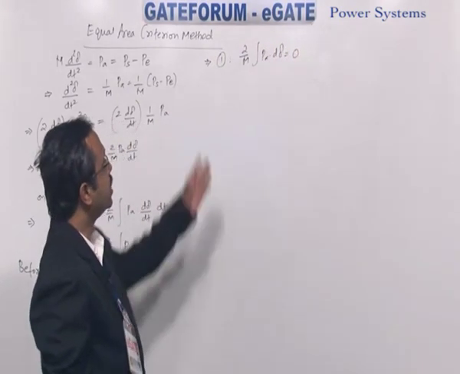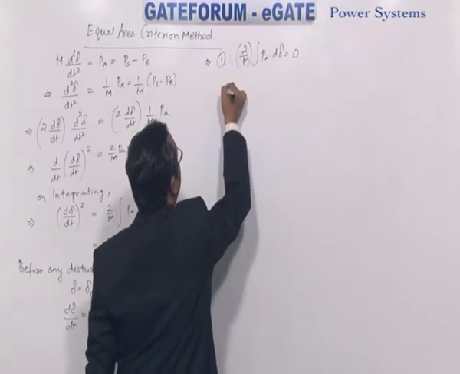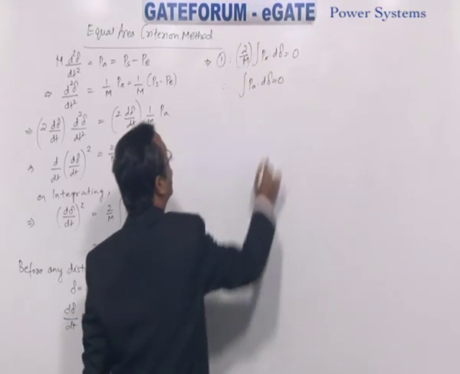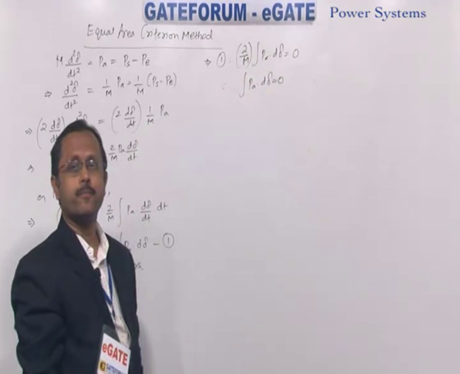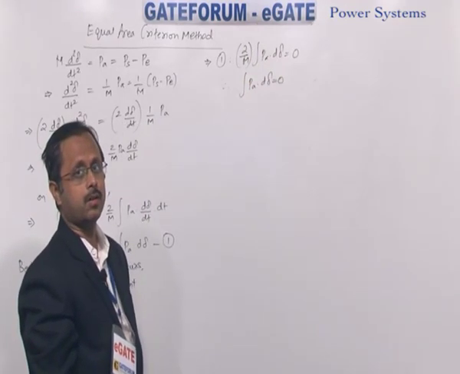Now when can this be satisfied? 2 by M cannot be 0. Therefore, how do you satisfy this equation? Integral Pa d delta is 0.